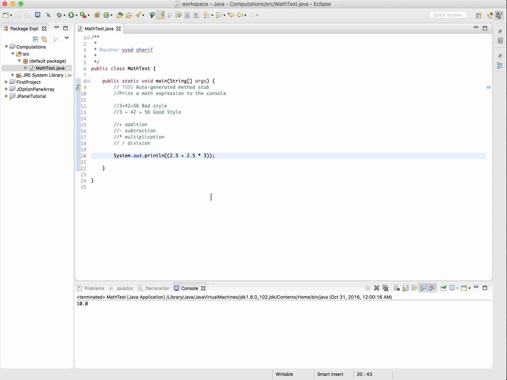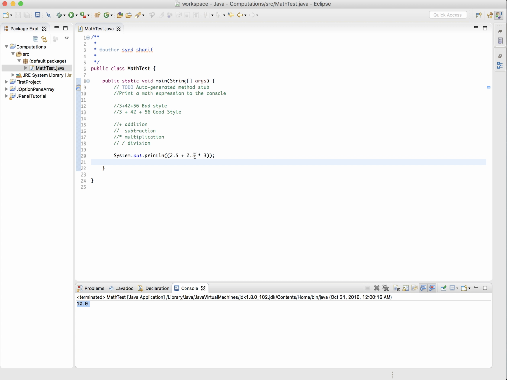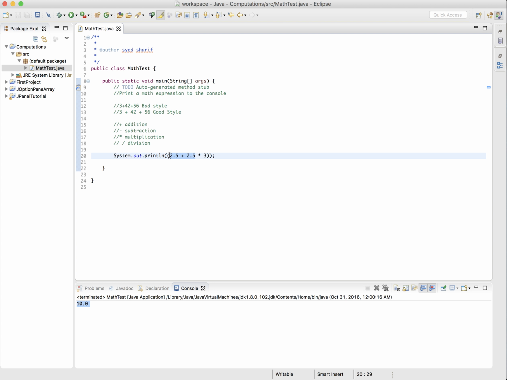The reason why it's not coming up as 15 and instead it's coming up as 10 is because of the rule of PEMDAS. It's doing the multiplication first and then the addition. That's why it comes out to 10.0. The way I was explaining it before is 2.5 plus 2.5 is 5, times 3 is 15, but that's not the case because multiplication goes first. Then we did the division after that, which came out to negative 1, and then we got negative 10.